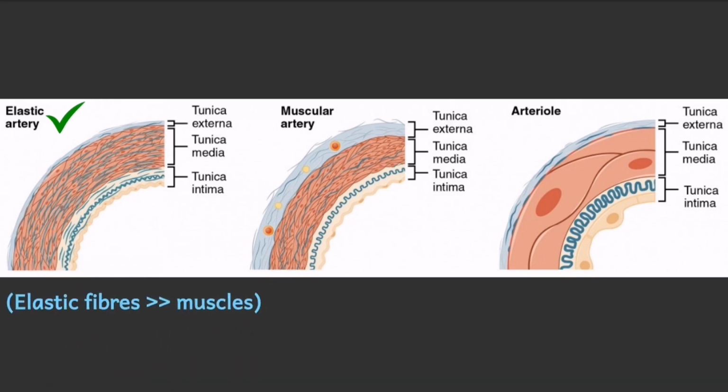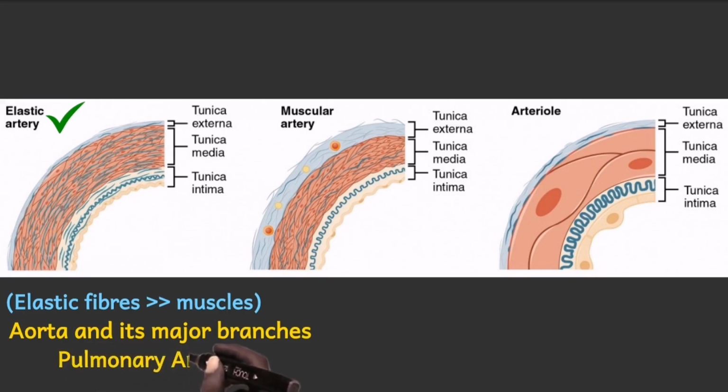For the elastic artery, the elastic fibers are more than the smooth muscles, and so they are called elastic arteries. Examples include the aorta and its major branches like the subclavian artery, the carotid arteries, and the like. The pulmonary artery is also an example of an elastic artery. Like I said, it is because the elastic fibers are relatively higher in number compared to the smooth muscles in these types of arteries.